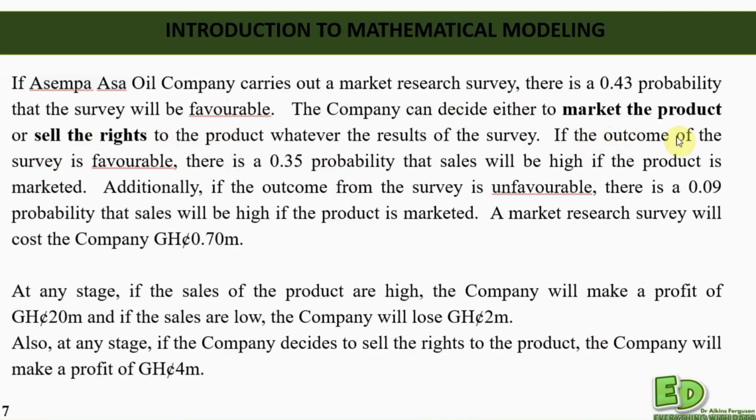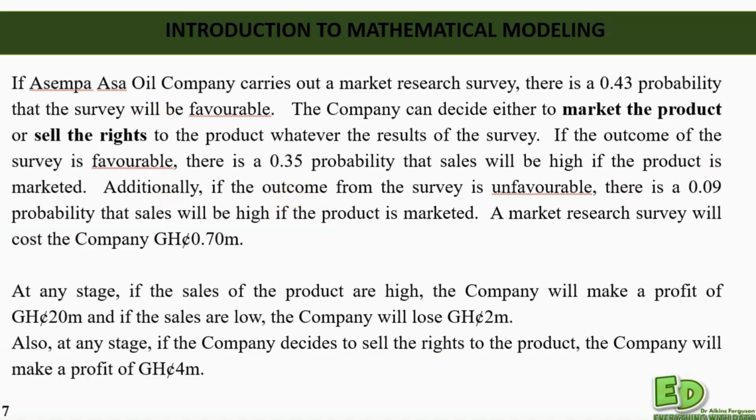If the outcome of the survey is favorable, there is a 0.3 probability that the sales will be high, right? So based on that, we'll say that the complement is 0.65. Sales will be high if the product is marketed. Additionally, if the outcome from the survey is unfavorable, there is a 0.09 probability that sales will be high if the product is marketed, right?